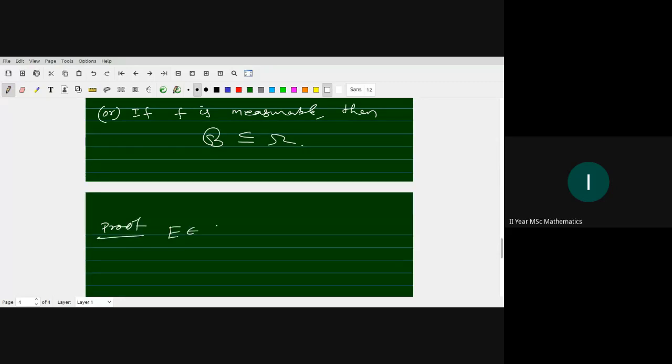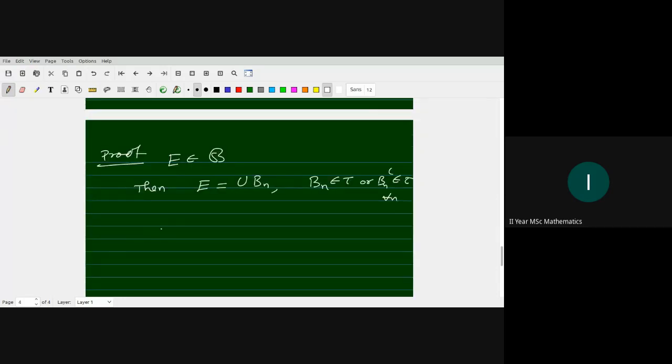E, we take E in B, then what about E? Characterization of E: E can be written as the union of Bn, where Bn belongs to tau or Bn complement belongs to tau for all n. This means F inverse of E is the union of F inverse of Bn. What about F inverse of Bn?